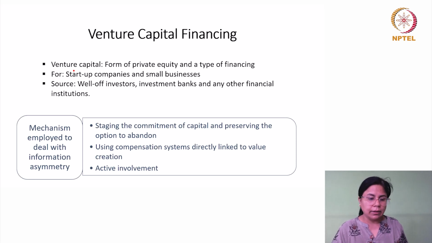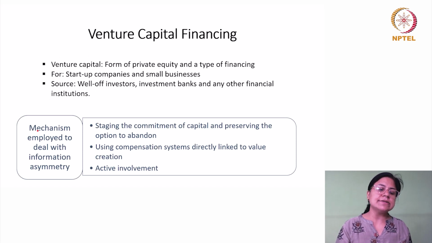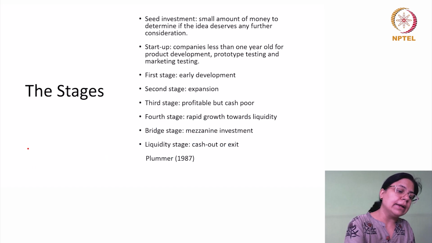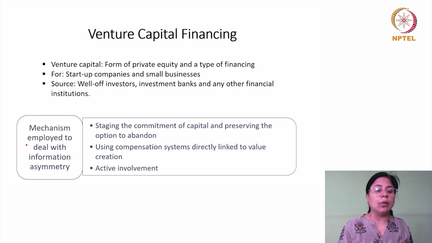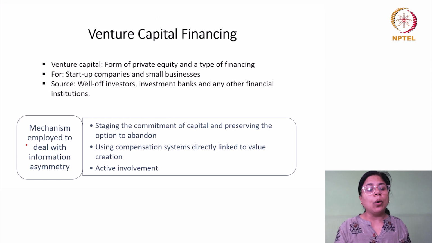Now, when we talk about venture capital financing, information asymmetry is a major challenge which they face. As a result, many times these venture capitalists will engage in a way to deal with the information asymmetry. How will they deal with that?